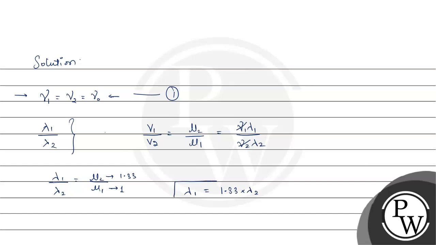Okay, and lambda 1 will also be equal to lambda naught because the reflected ray is not changing its medium. So from here we can show how the wavelength changes in both the cases.